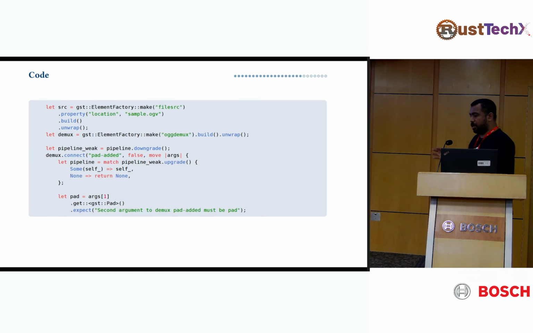So now we saw the media pipeline, which was demuxing or decoding basically an OGG encoded file. How does that look like in Rust? If you want to write that pipeline in Rust, how does that look like?